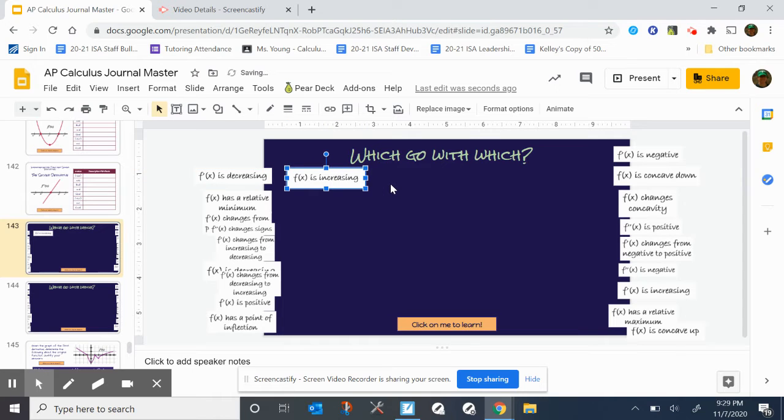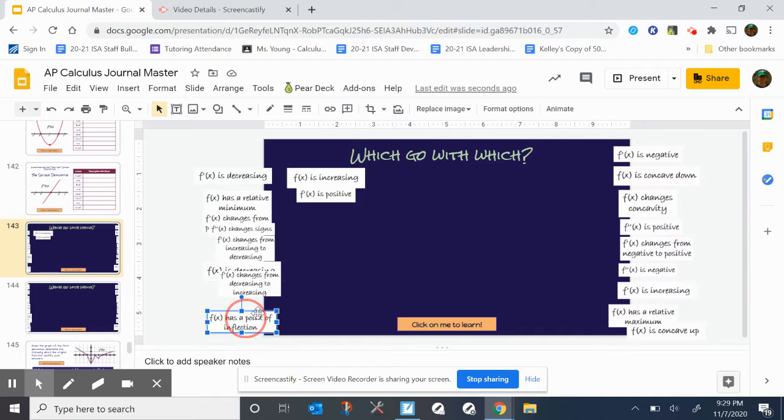So my original function is increasing. That means the original function's slope is positive. So that should match with a first derivative that is positive, if I can actually find one in here. There it is. F prime of x is positive. All right, so let's see what else we have here.